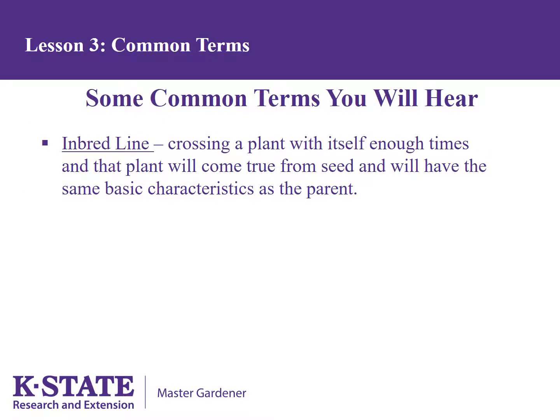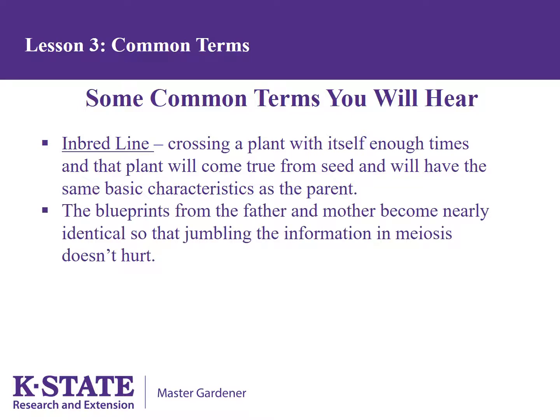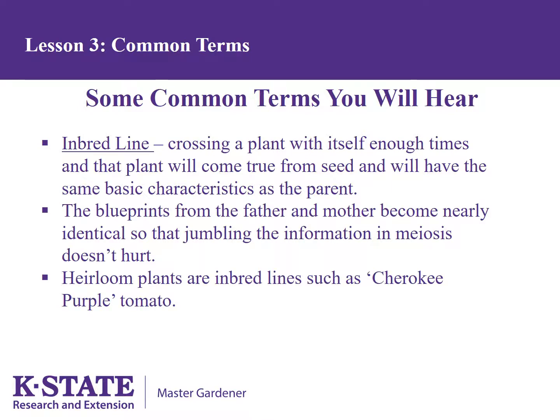We said earlier that plants do not come true from seed. In other words, a plant grown from seed will not have the same characteristics as the parent. An inbred line is the exception to this rule. An inbred line is produced if a plant is crossed with itself a number of times. Variability is lost, and the progeny begin to share the same characteristics as the parent. This is because the blueprints from the father and mother become nearly identical so that the jumbling of information in meiosis doesn't hurt. Heirloom plants such as Cherokee Purple tomato are inbred lines.